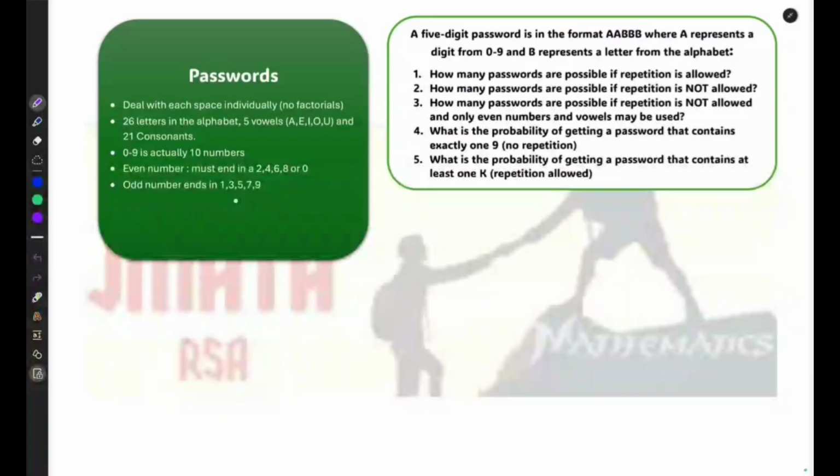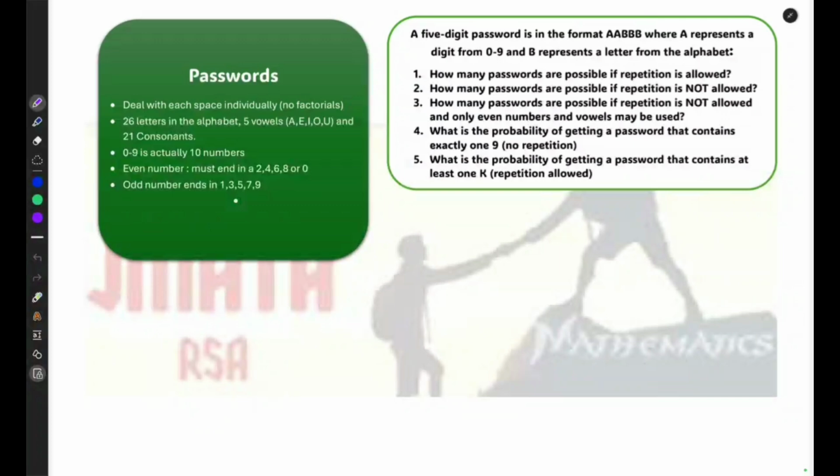Now we get to the last section in probability, and this is the password section, or the secret code, or whatever they want to call it. In this, you are going to get certain scenarios. They're going to tell you how many spaces there are in the password, and then they're going to give you restrictions based on which space and so on.